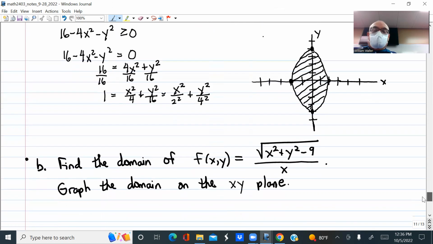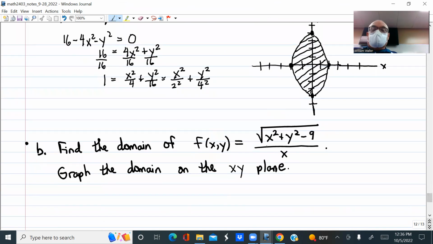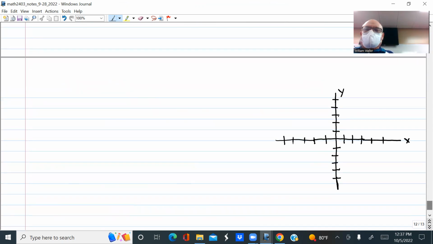So see if you can plot the region where this is non-negative, and then think about excluding where x is 0. Of course, where is x 0? I'm going to graph that on the xy plane. So where is x 0? Well, at the origin, but where else?